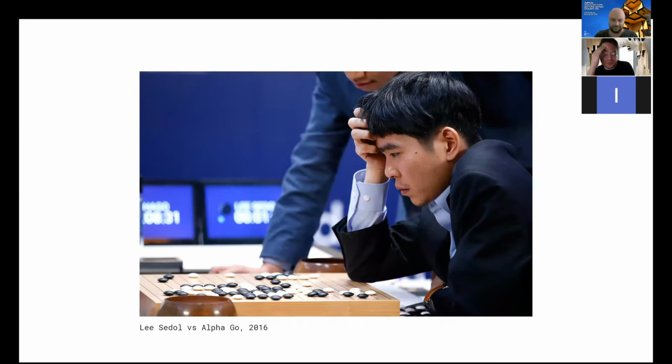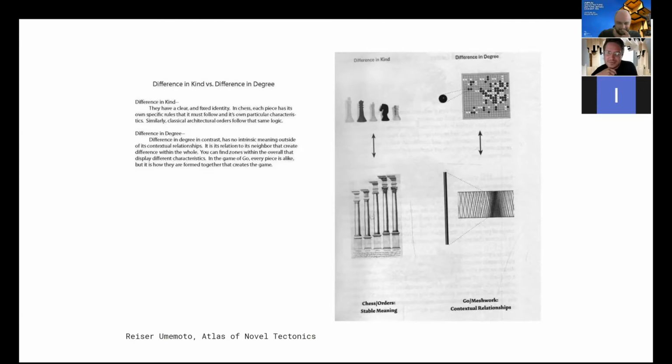So this brings us to this famous image of Lee Sedol, right, who was beaten by AlphaGo. And to apply the conversation that we just had to this very special moment, you could look at it that in a way, what is interesting about this is the game itself, right?